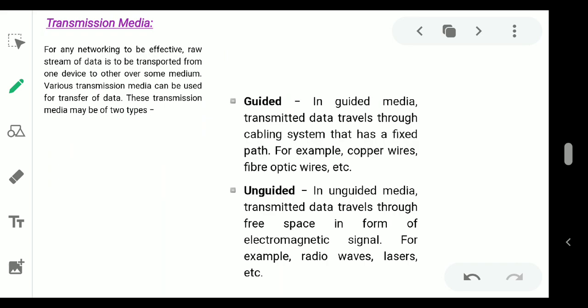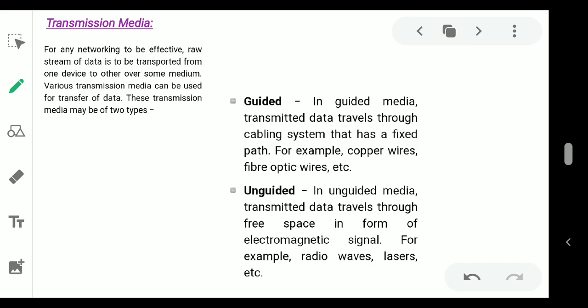So there are generally two types of media available. One is called guided media, another is called unguided media. Okay, so what is guided media? In guided media, transmitted data travels through a cabling. It means it is traveling through a physical pathway, and that has a fixed path. Okay, so like copper wires, fiber optic wires, like that.